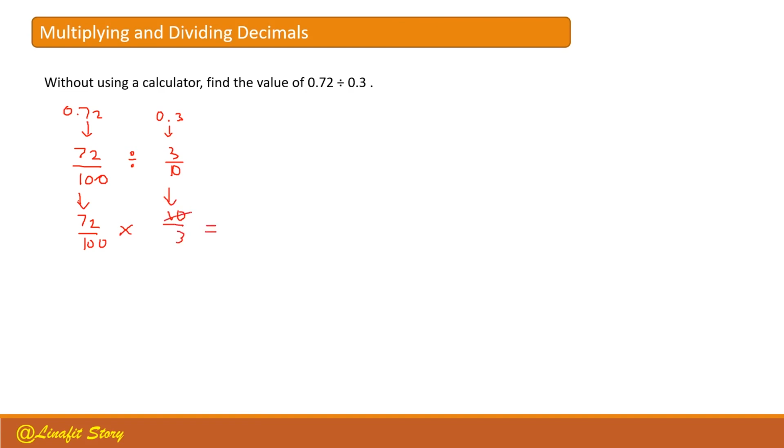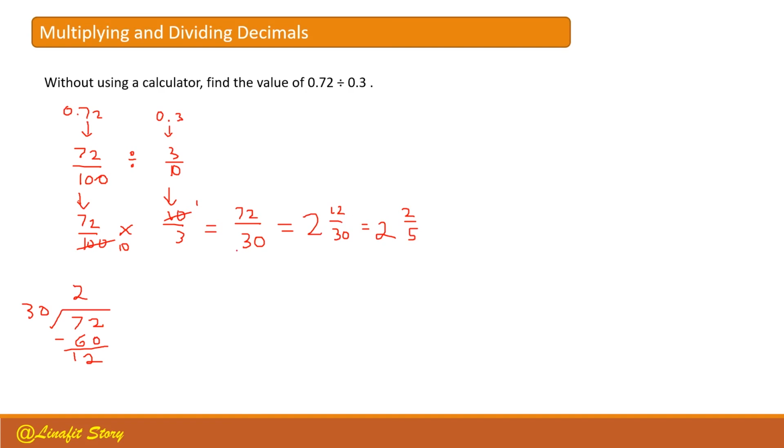Then you may cancel the 10 with 100 divided by 10. And after that, 72 times 1 is 72. 10 times 3 is 30. Then you may simplify. 72 divided by 30. 30 times 2 is 60. Remainder 12. So the answer is 2 and 12 out of 30. Then simplify, divided by 6. 2 out of 5.